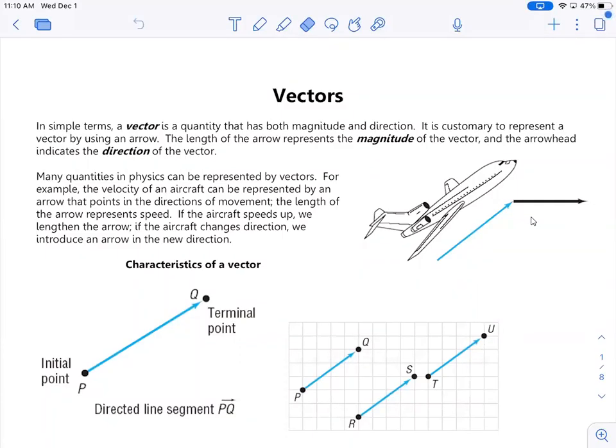Here are your notes on vectors. And so the last little piece we're going to cover in Math 112 is going to be on vectors.